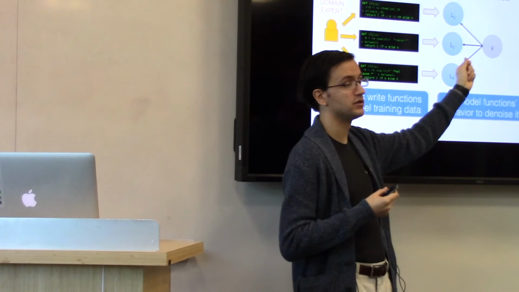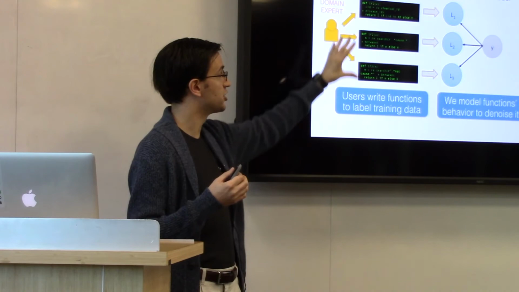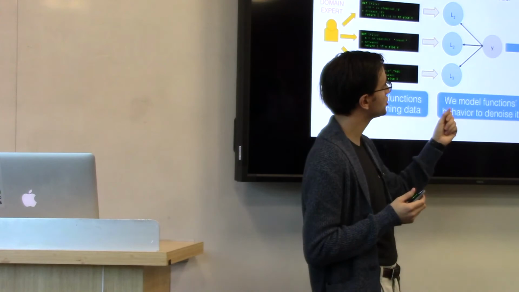And from there, what we do is we want a model that can actually generalize beyond the heuristics that we encoded in these labeling functions. We want a model that can learn to read lots of different types of text. And so what we do is we feed all of this information into an end model that we want to train to do machine reading.